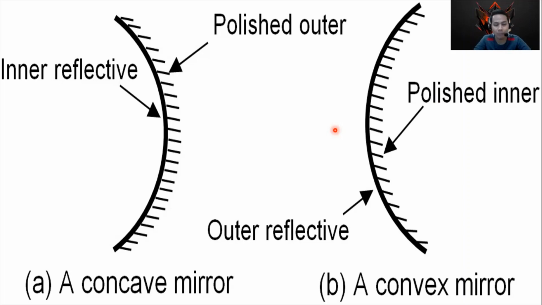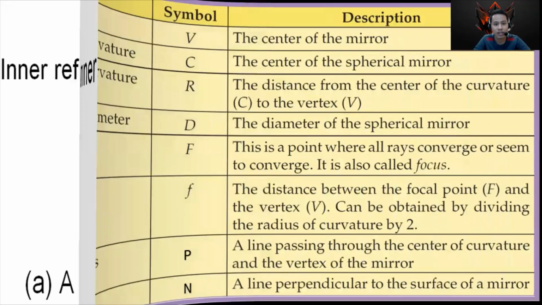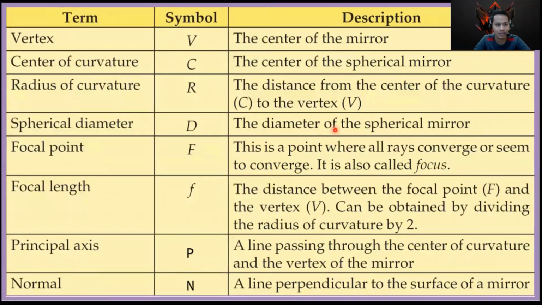So, please prepare your materials and I want you to take note of all these points. Vertex, we have V, center of the curvature, which is the center of our circle later on, the radius of the curvature, which is represented by big letter R, the spherical diameter, which is simply the radius times 2, and then the focal point is big letter F or capital letter F, while the focal length is small letter f, principal axis is P, and the normal line is N.